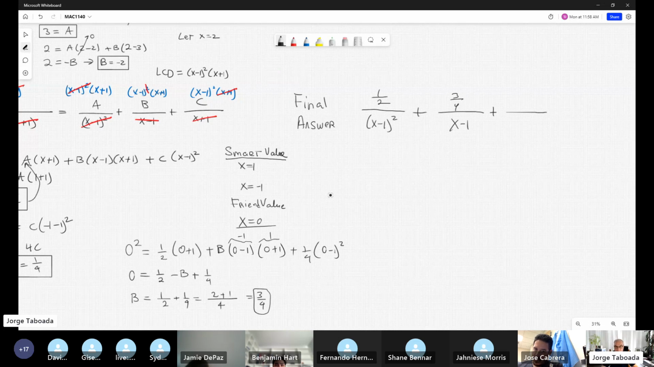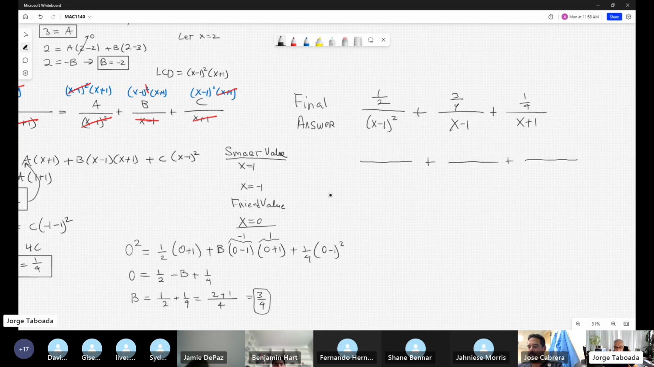And for x + 1, the factor is 1/4, no? Okay, C is 1/4. This is one perfect way. Your answer is perfect. However, in calculus, I prefer that you do it a little bit differently.